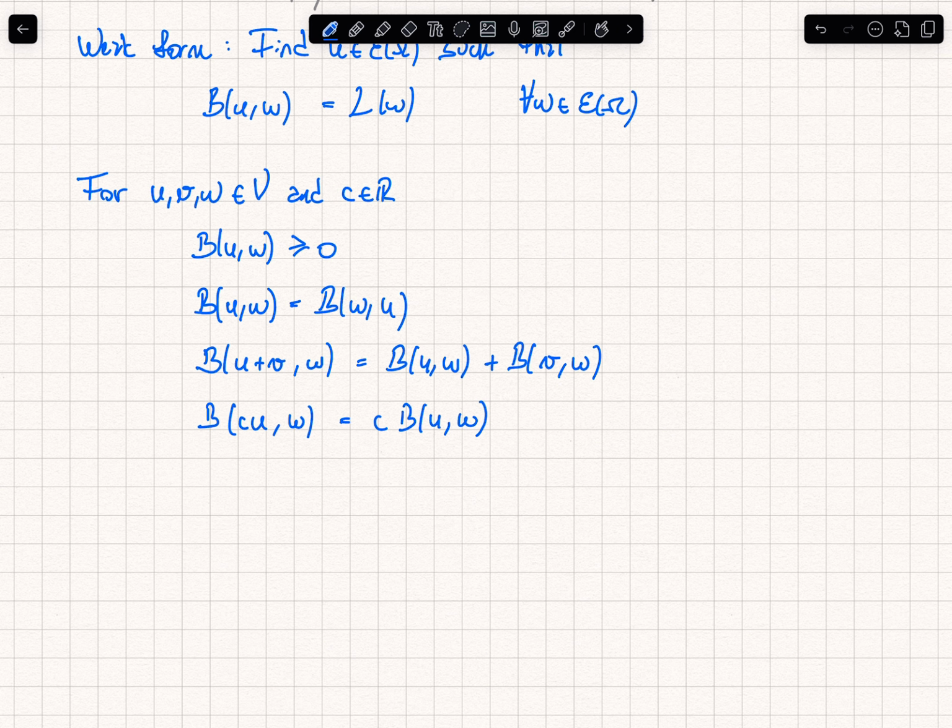Yeah? Does this also mean that if you have, for instance, B of CU and then CW, does that imply C squared times B? Okay. Yes, correct. It does.